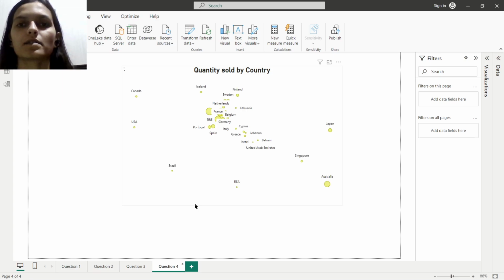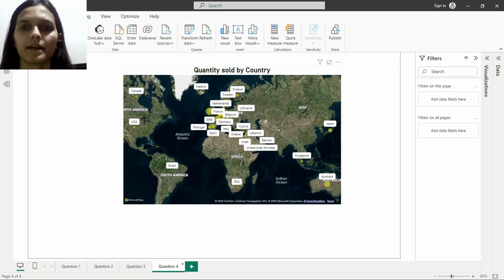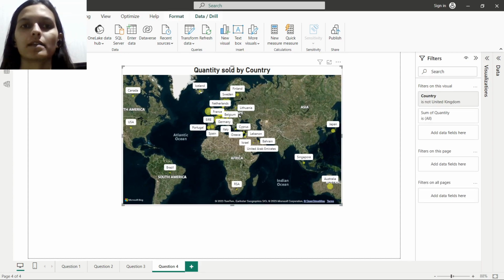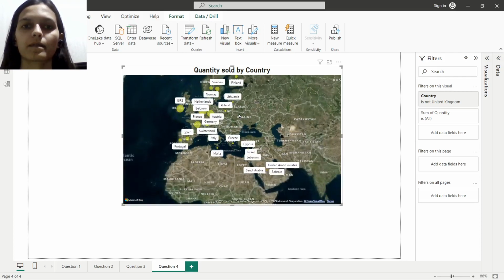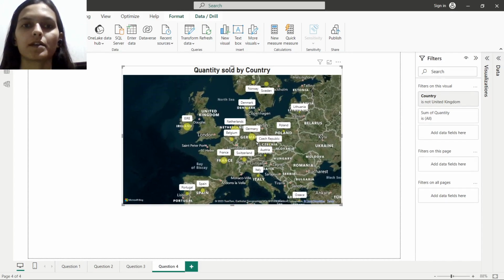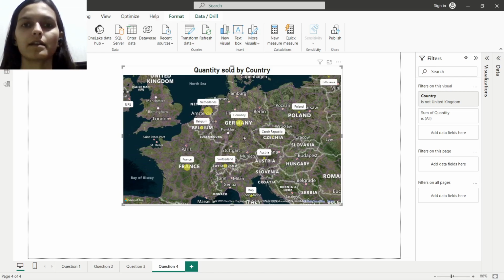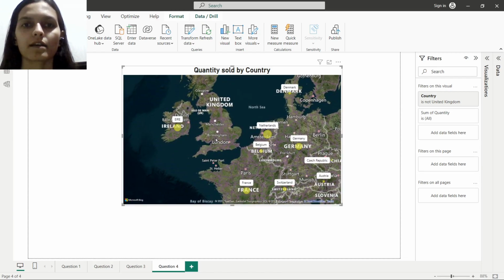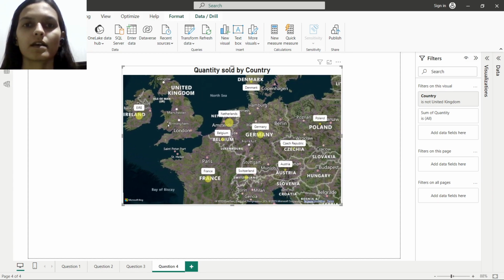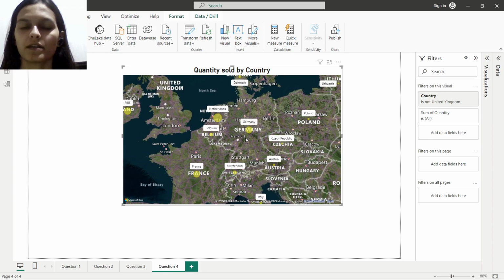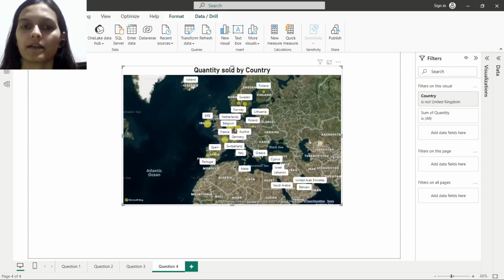The fourth question asked by the CMO is the quantity sold by country. Which country sold the maximum quantity of the product? From this, we can predict that the Netherlands, Germany, and EIRE are the highest revenue countries in which the quantities are sold the most, without United Kingdom. So it is easy to apply an expansion strategy in these regions so that they can generate the highest revenues.